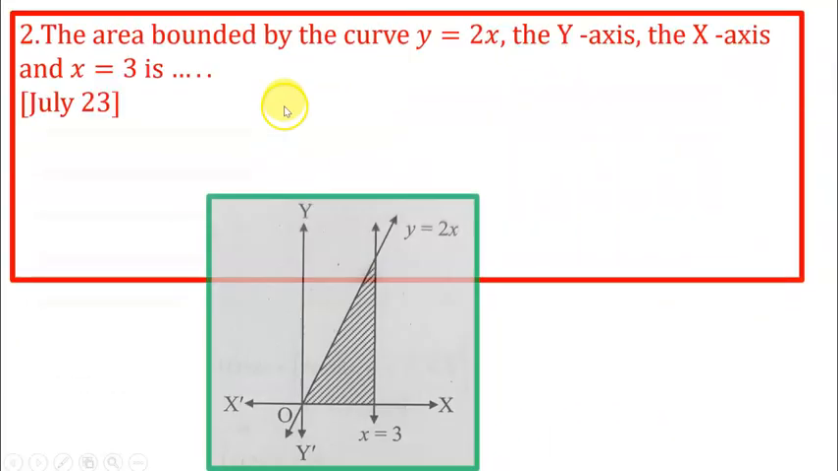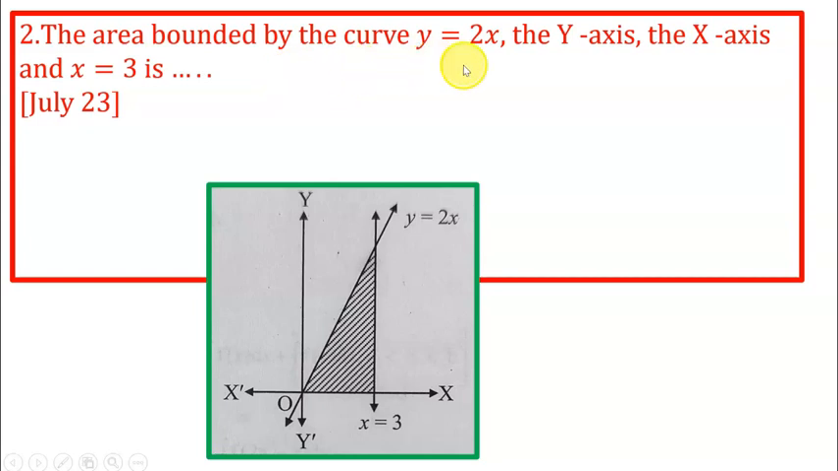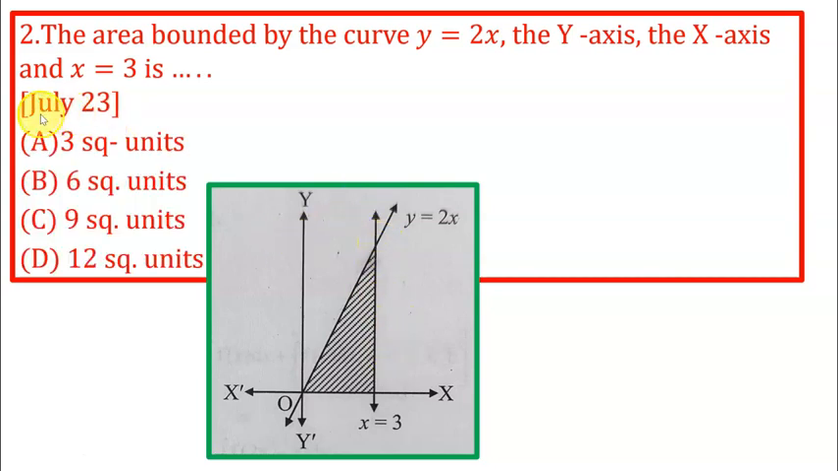The area bounded by the curve y is equals to 2x. This is the line y is equals to 2x, the y-axis, the x-axis and the line x is equals to 3. This question was asked in July 23 examination. The options are 3 square unit, 6 square unit, 9 square unit, and 12 square unit.